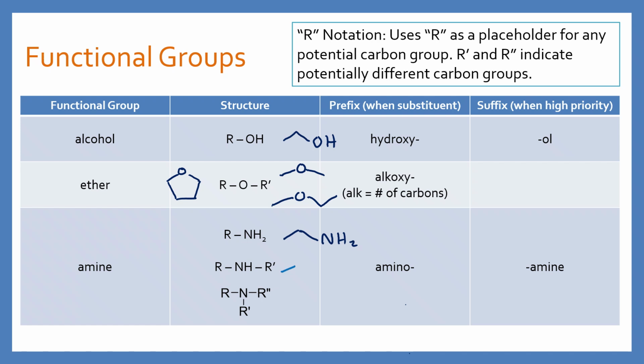The second type, you could have a methyl and the nitrogen, and then an ethyl group, and you'd still have to have a hydrogen on the nitrogen. This last one, you could have three different things attached to the nitrogen, or you could have three of the same.